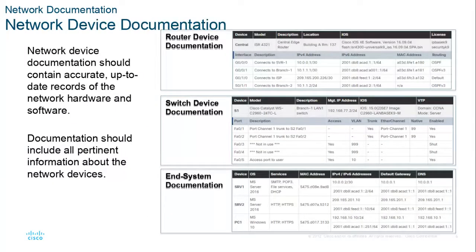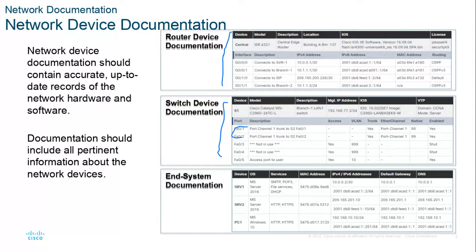Here is documentation of a router device. Well, it's got the model number, it's got the physical location, it's got what version of the iOS it's running, and it tells what ports are being used and what their IP addresses are. On the switch, we have similar documentation for the switch ports. In this case, we got 2 ports that have been bonded together to form an EtherChannel.